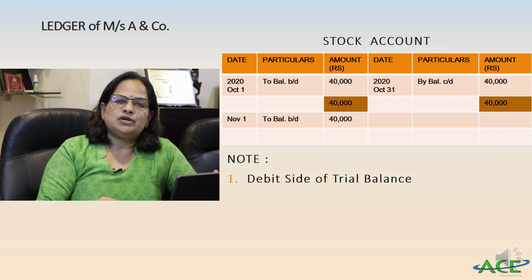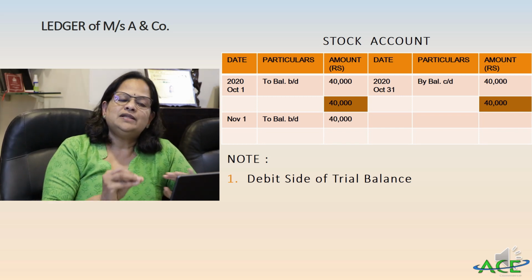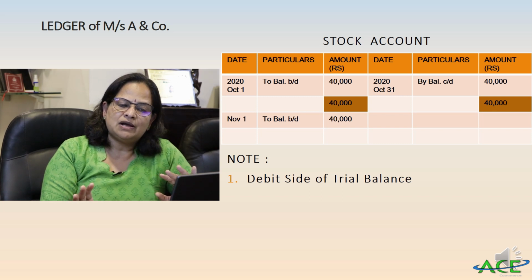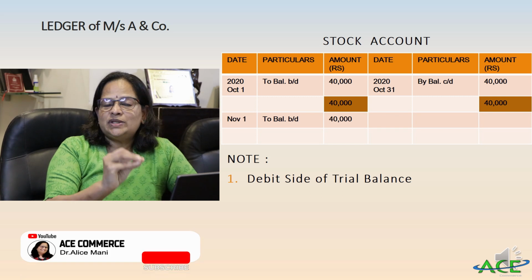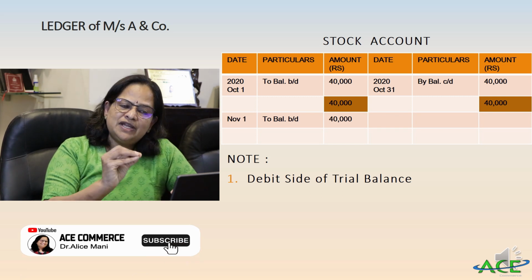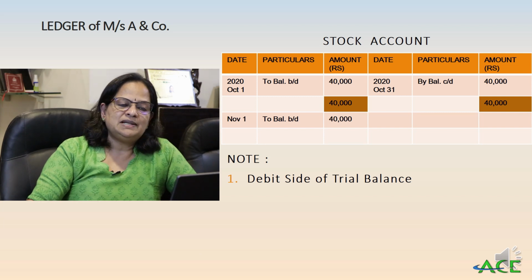Next is the stock account. Stock account also has the opening balance. In the first journal entry, a balance of 40,000 was there. There is no credit side entry, so the debit side is the balance. Stock account has a debit balance and it is an asset, so it will come on the debit side of the trial balance.